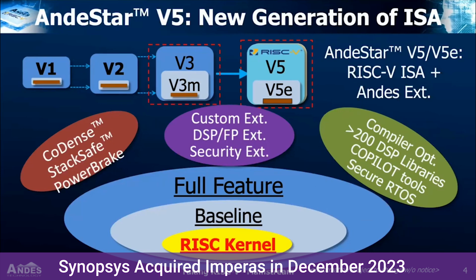And that is what RISC-V is good for. You could extend it to what you need. We have standard extensions like Codense, StackSafe, and PowerBrake, which help the overall compute experience. But what we will talk about today is what's in the purple box, custom extensions, where you can add custom features to the core to make a true accelerator, true DSP, or other applications.